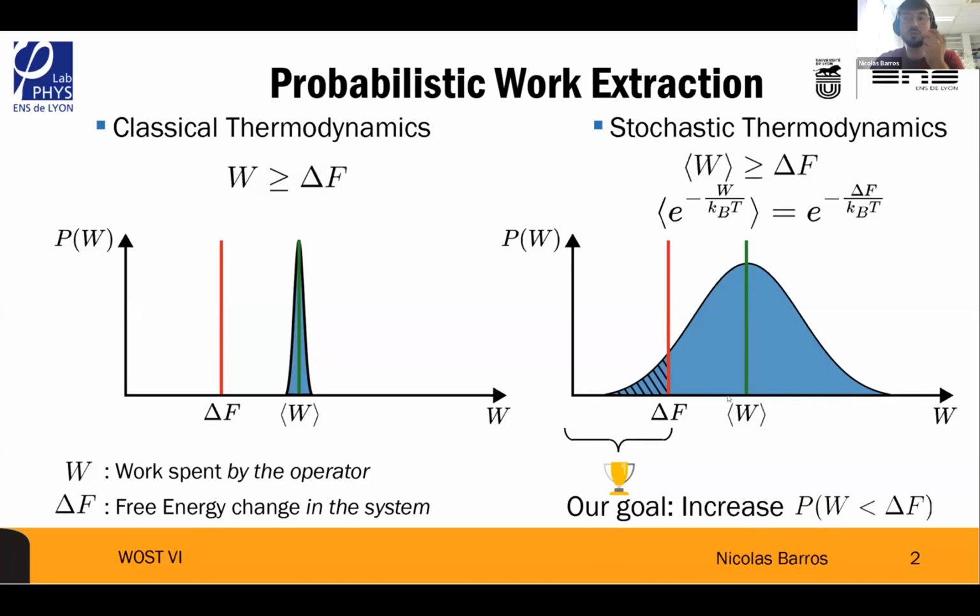The work that you have to spend is inferior to the free energy difference induced to the system because thermal fluctuations played in your favor. And in fact, this probability of observing such a transient violation of the second law, so having a work inferior to the free energy change in the system, is not bounded, except by one. And we are interested here in maximizing this probability.